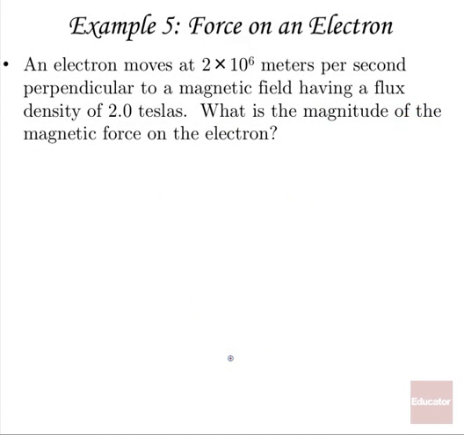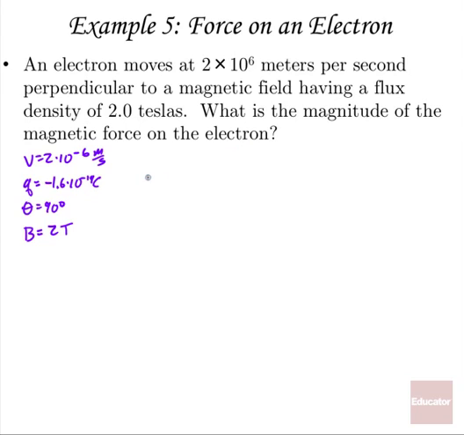Let's look at the force on an electron. An electron moves at 2 times 10 to the 6th meters per second. V equals 2 times 10 to the 6th meters per second. And it's an electron, so we know its charge is negative 1.6 times 10 to the minus 19 coulombs. Perpendicular to a magnetic field, perpendicular, theta equals 90 degrees, having a flux density of 2 Tesla. So our magnetic field strength, flux density, is 2 Tesla. What is the magnitude of the magnetic force on the electron?